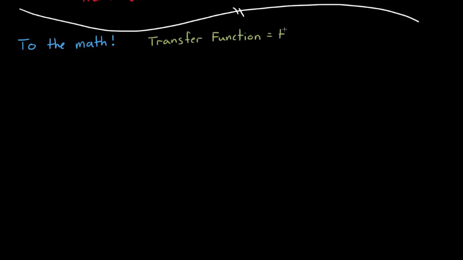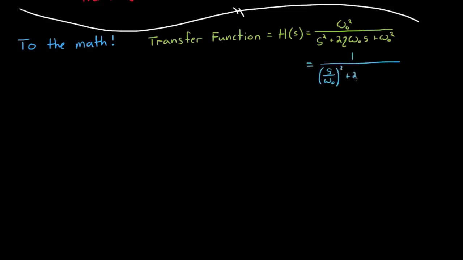The form of this type of transfer function could be written like this: omega naught squared divided by s squared plus 2 zeta omega naught s plus omega naught squared. But like we did in previous videos, we want to manipulate the form into this structure by dividing both the top and bottom by omega naught squared. At this point, solving for the frequency response is no different than for simpler transfer functions.